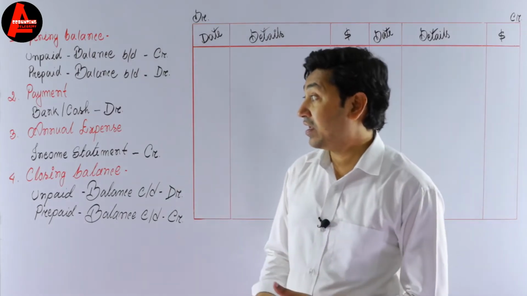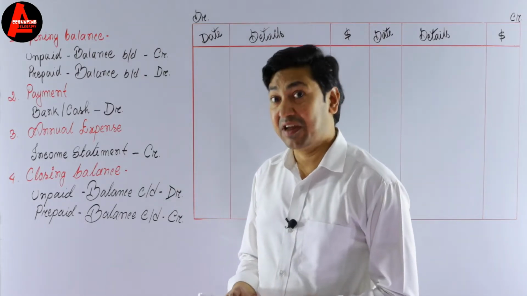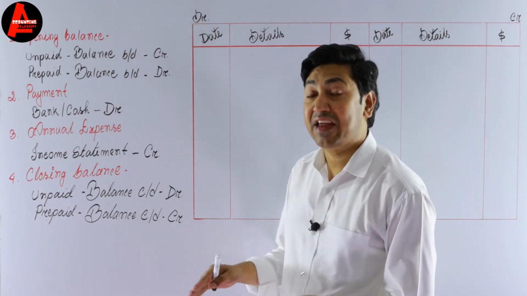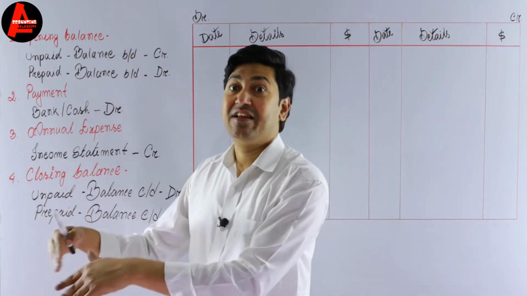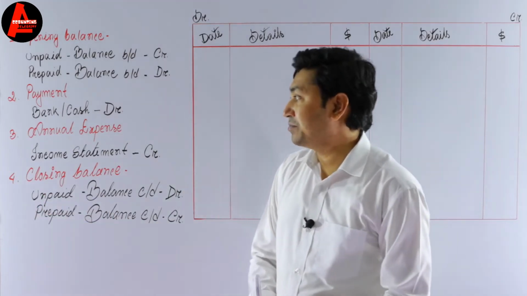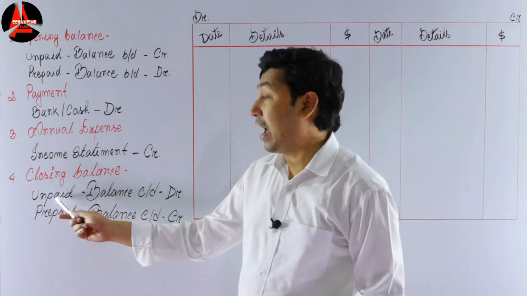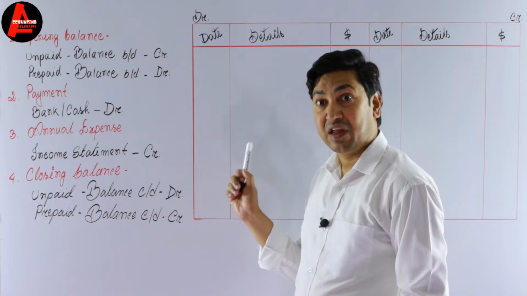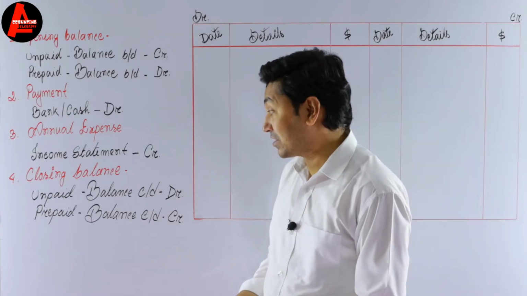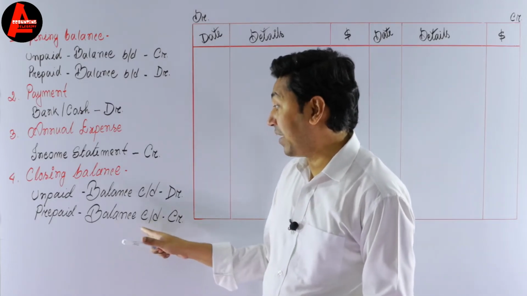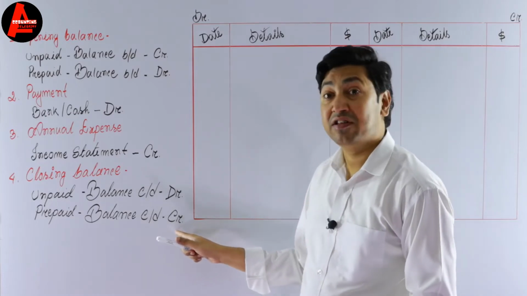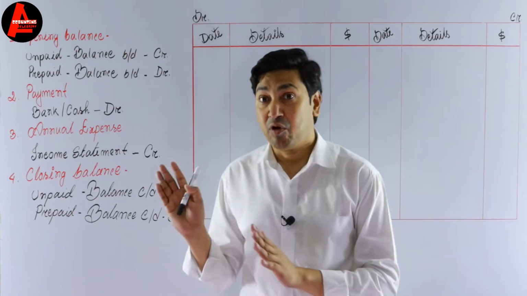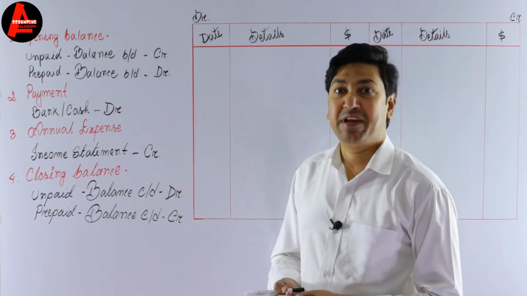Now in the last we will have closing balances. If we do not have them, we have to calculate. If we have any balance which is unpaid, it will be recorded as balance c/d on the debit side. If it is an advance or prepaid expense, for the next financial year, then we also record it as balance c/d, but on the credit side. These are very important notes you have to remember before preparing this account.